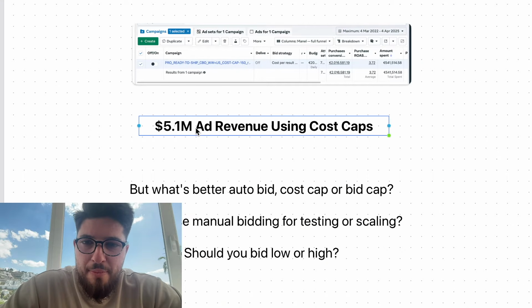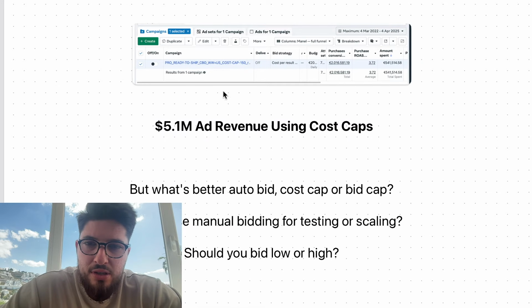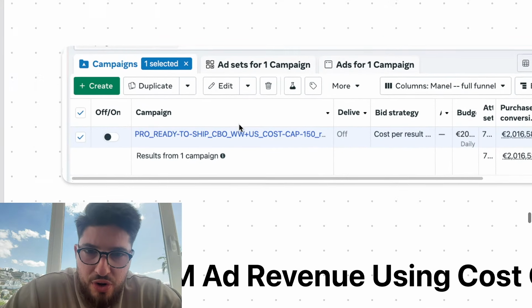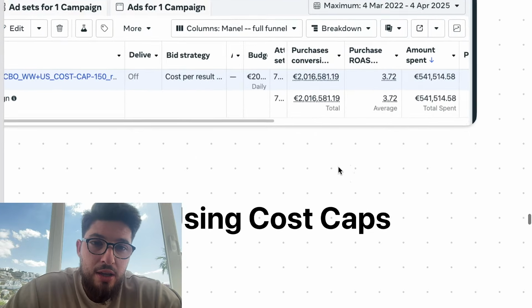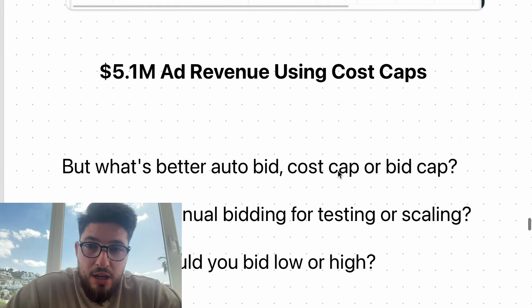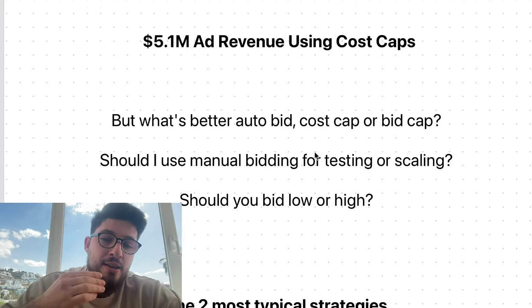All right, so 5.1 million ad revenue using cost caps. What you see right here is a quick screenshot. Cost cap 150 for one of the ad accounts that I manage on maximum. Amount spent $500,000, 3.72 ROAS, 2 million conversion value. So that's a CBO with an overbidding cost cap where I helped generate 2 million revenue for a client.